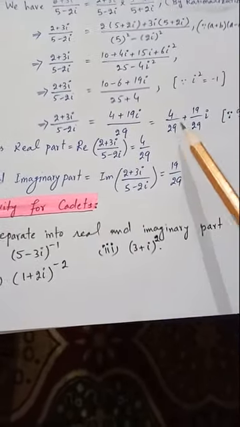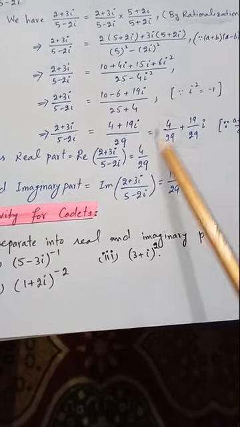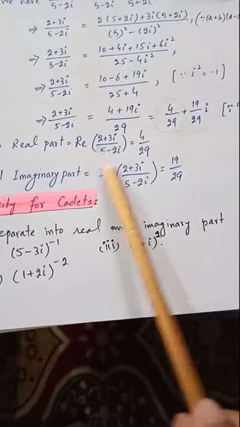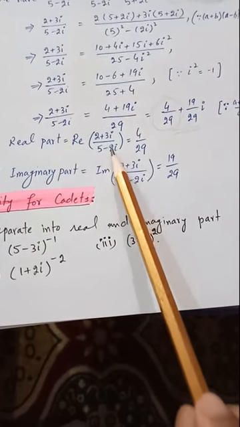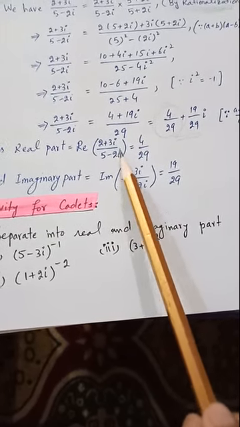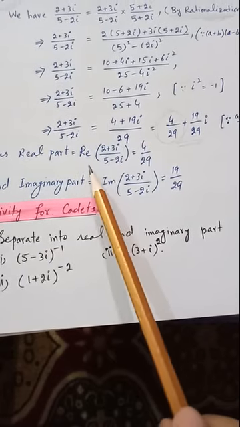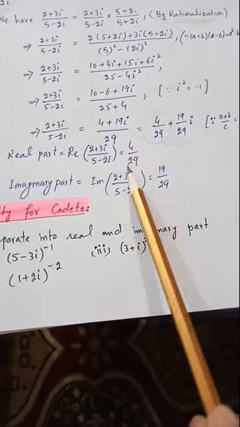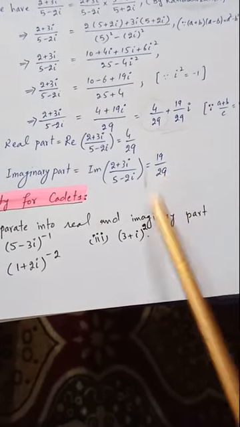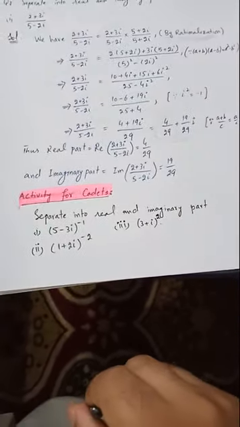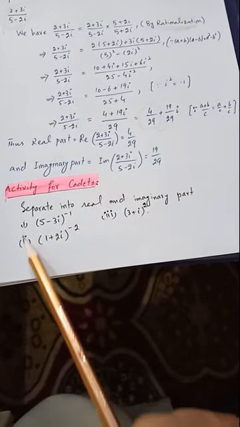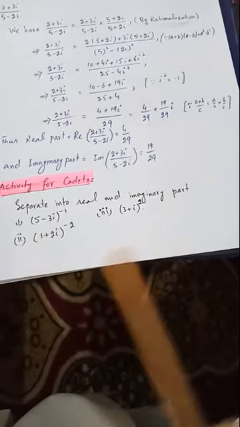So now in this case the real part is 4 divided by 29. Also you can write Re of this. So this is the given quotient form for which we are finding the real and imaginary part. The real part is 4 by 29 and the imaginary part is 19 by 29. Okay, so the remaining parts are the parts which are given in the example.